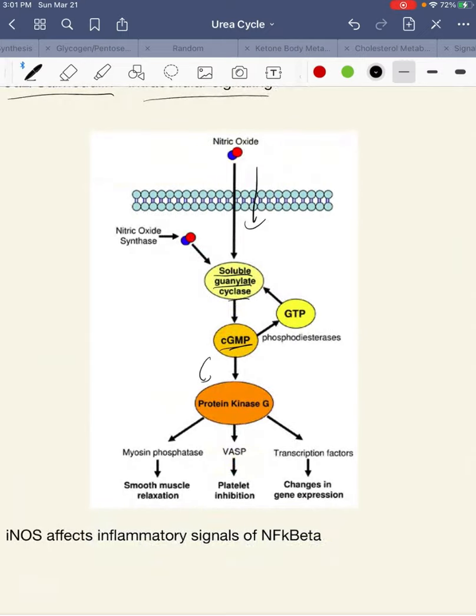Cyclic GMP can then act on PKG, so this is different. Remember, we had cyclic AMP, and it can act on PKA, right? Yep, it was PKA. So cyclic GMP acts on PKG, and then PKG can have different effects depending on where it is and what tissue it's in. So for example, in smooth muscles, it causes relaxation. It can also act on transcription factors and change gene transcription. If we're in platelets, in the blood, it will inhibit platelet formation.